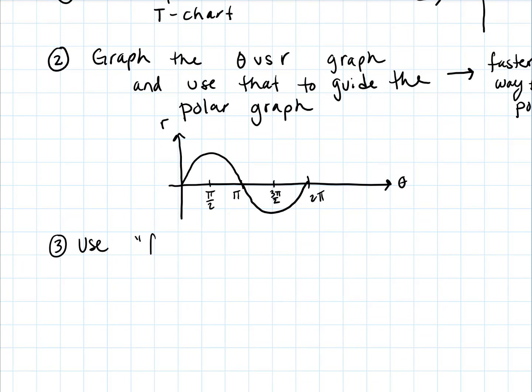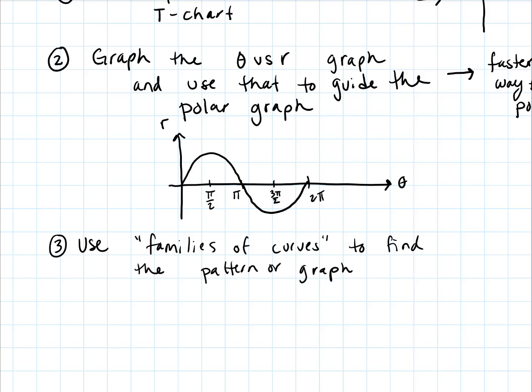what are called families of curves. I guess there's actually a fourth way, families of curves, to find the pattern or graph, okay, of our polar curve. We do start to rely on this a little bit more. There's definite patterns, and we'll see things like what are called cardioids, or we'll see flowers that have a certain number of petals based on how the equation is set up.